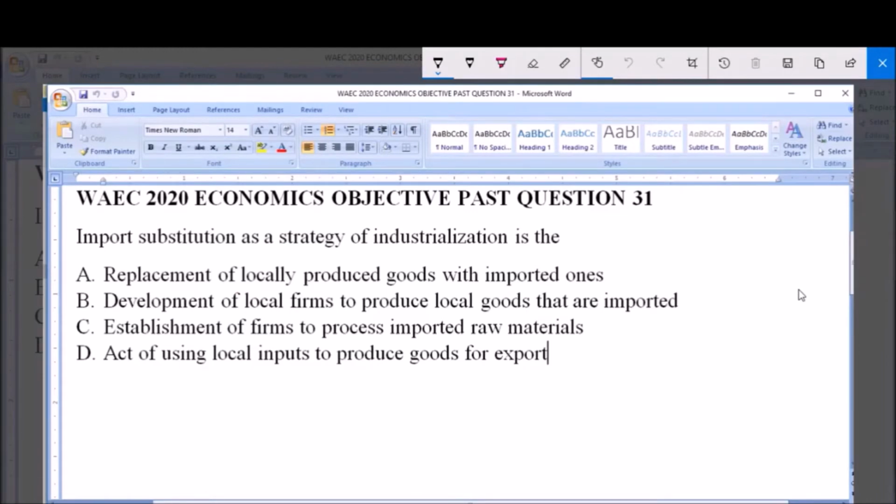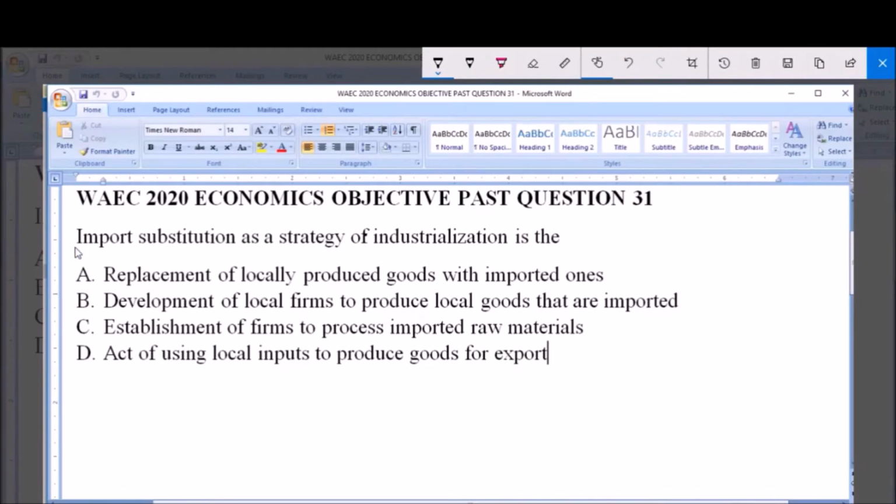Import substitution as a strategy of industrialization is the A. Replacement of locally produced goods with imported ones. B. Development of local firms to produce local goods that are imported. C. Establishment of firms to process imported raw materials. D. Act of using local inputs to produce goods for export.